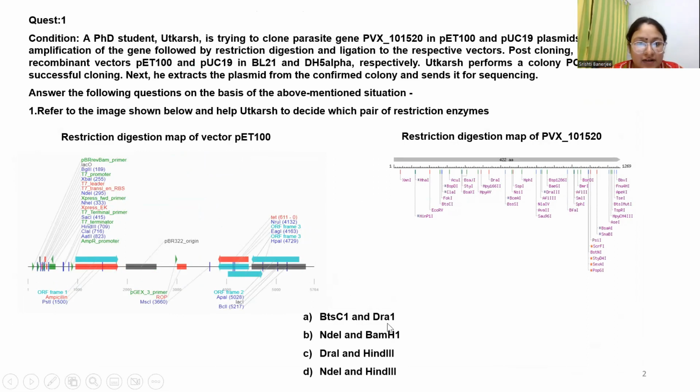Like BstCI, DraI, this is not present here, right? NdeI is present, you're correct, but BamHI is not present. So this cannot possibly cut this and we cannot insert it here. Out of all the options, the same thing goes for HindIII and DraI. HindIII is still present, but DraI is not present. But NdeI and HindIII both are present. So the correct answer for this is NdeI and HindIII. Why? Because this particular pair of restriction enzymes has sites in this vector.